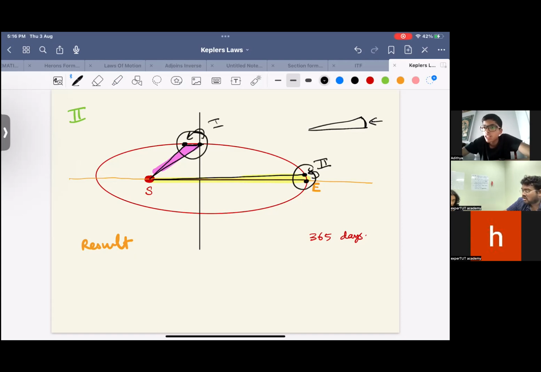Therefore, Earth moves faster when it is closer to the sun, right? And it moves slower when it is farther away from the sun, right? This means planets move faster when they are closer to the sun, and planets move slower when they are farther away from the sun.